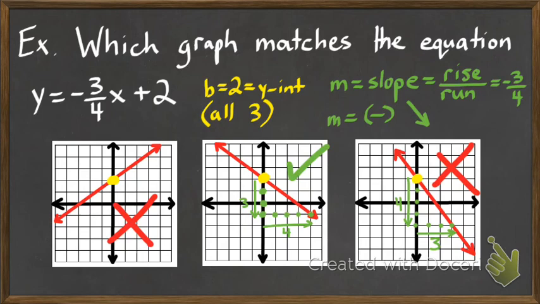So that's why I like using slope-intercept form, because it gives you a lot of the information you need to find your graph.